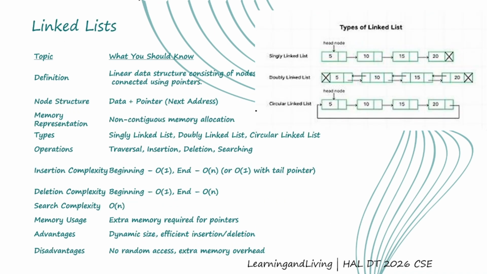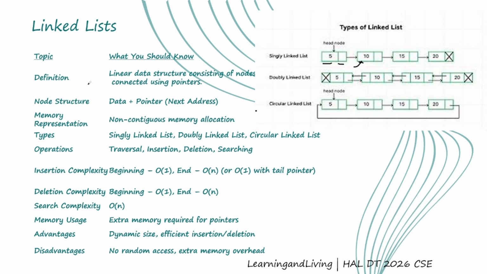Now let us learn about linked list. A linked list is a linear data structure which stores the data in the form of data and a pointer. That means here this is data and this is the pointer. Pointer means it stores the address of the next node, and this is called a linked list. So this is all a chain. This does not have any index.